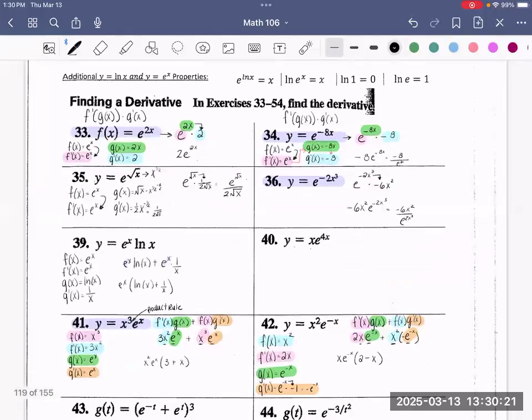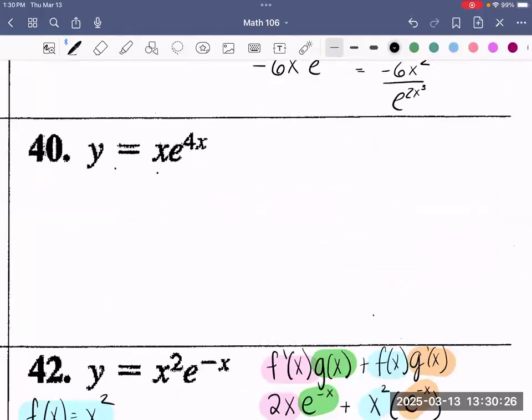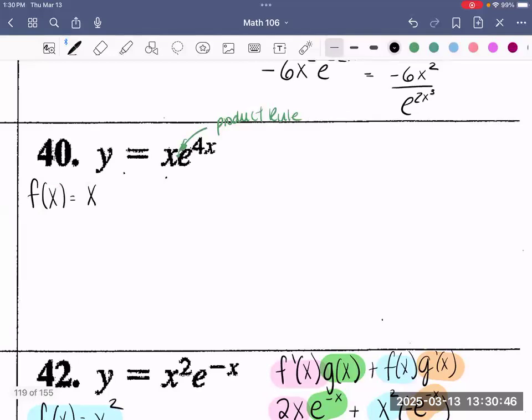Let's do it again with something a little bit more like 4x. So you have e here, so that's going to require its own chain rule, but you also have the product rule here. So keep in mind with the product rule, if we still need to break it up, we can. One function we'll just say is x. Deriving x is 1. The other function is e to the 4x.